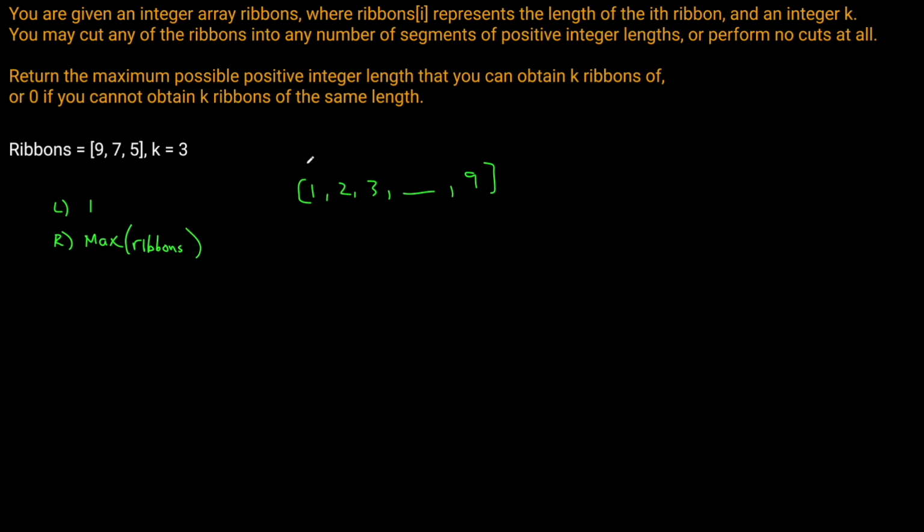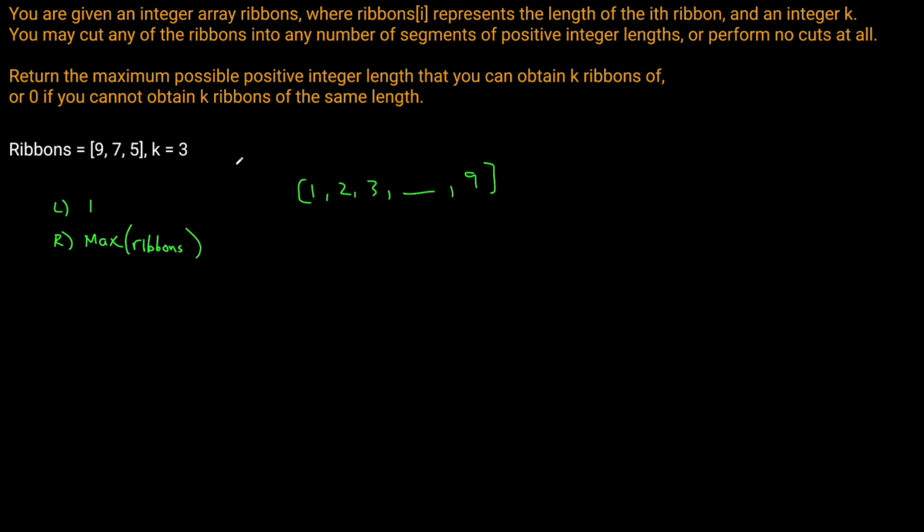Now we could crawl this array from left to right to basically say, okay, let's try a cut length of 1. What are the maximum ribbons we can get, and is that less than or equal to k? Okay, let's try 2, 3, dot, dot, dot. But remember, we have this sorted range here, so we can actually do a binary search.